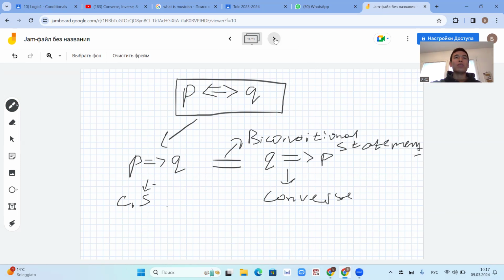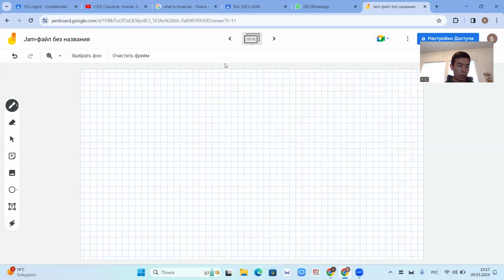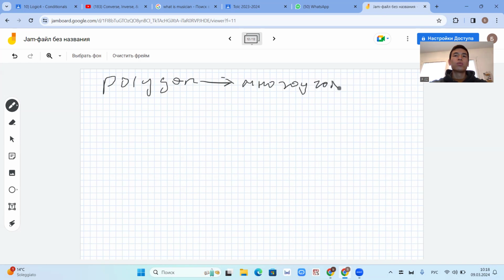Okay, let me write specific example. Maybe it will be more clear. Okay, I want to remind the word polygon. Polygon is многоугольник. И если мы разберем полигон как этот наш большой сет, то это будет полигон. И внутри это у нас triangle, rectangle, and so on.